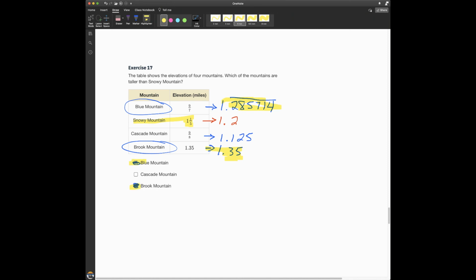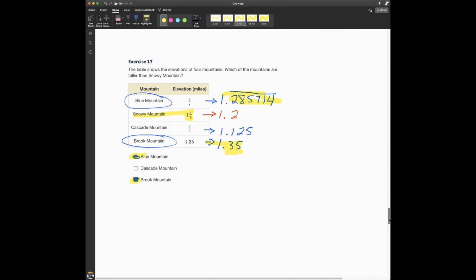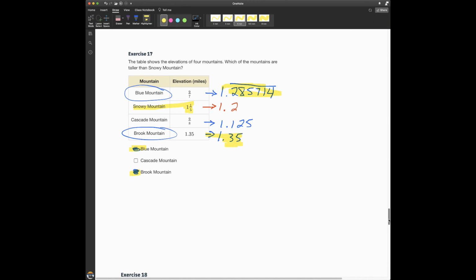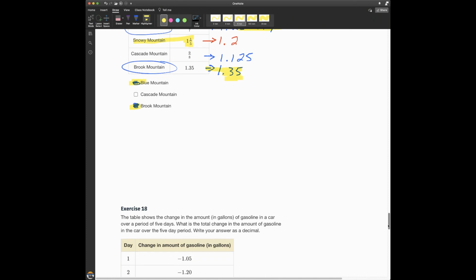So you have to be careful on these tests and big ideas because sometimes you will get 2 answers. Sometimes you may get 1. Sometimes they all might be answers. So you have to make sure you check them.